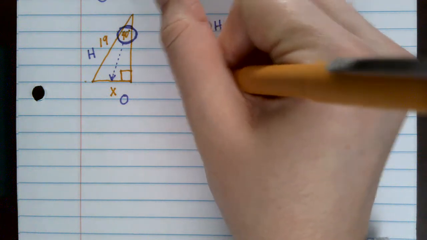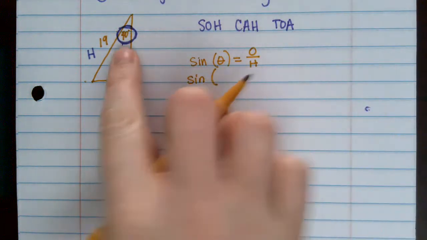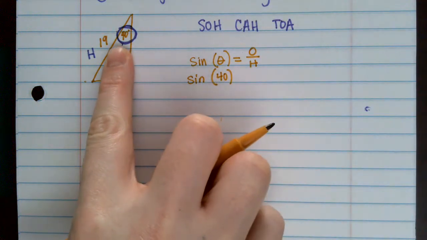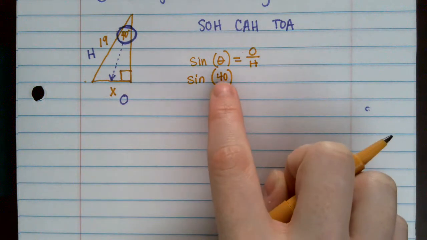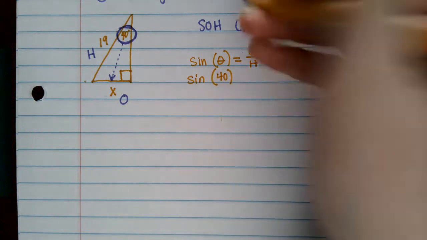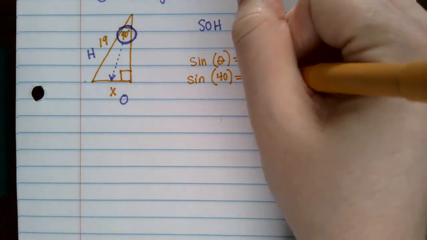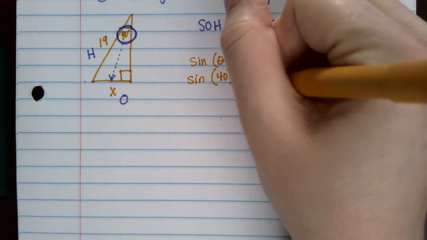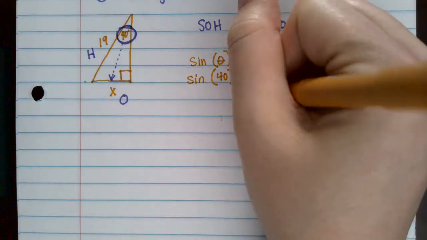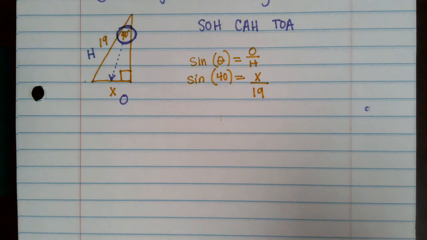And we're going to plug in what we know. So the sine of our angle, which is 40, and I kind of think of it as like it's in a bubble over here, so it goes inside the bubble here, is equal to O, which is x, over H, which is 19.